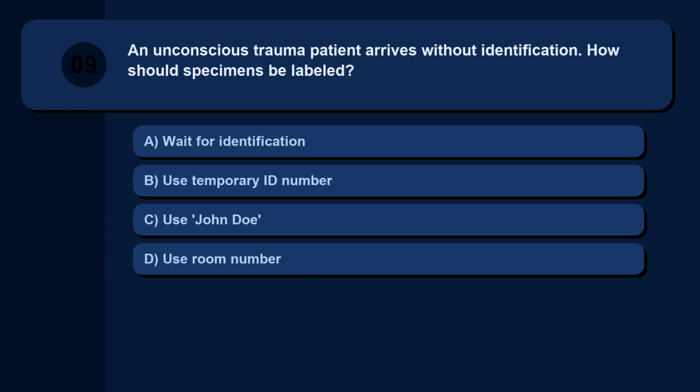Question 9. An unconscious trauma patient arrives without identification. How should specimens be labeled? Wait for identification. Use temporary ID number. Use John Doe. Use room number.